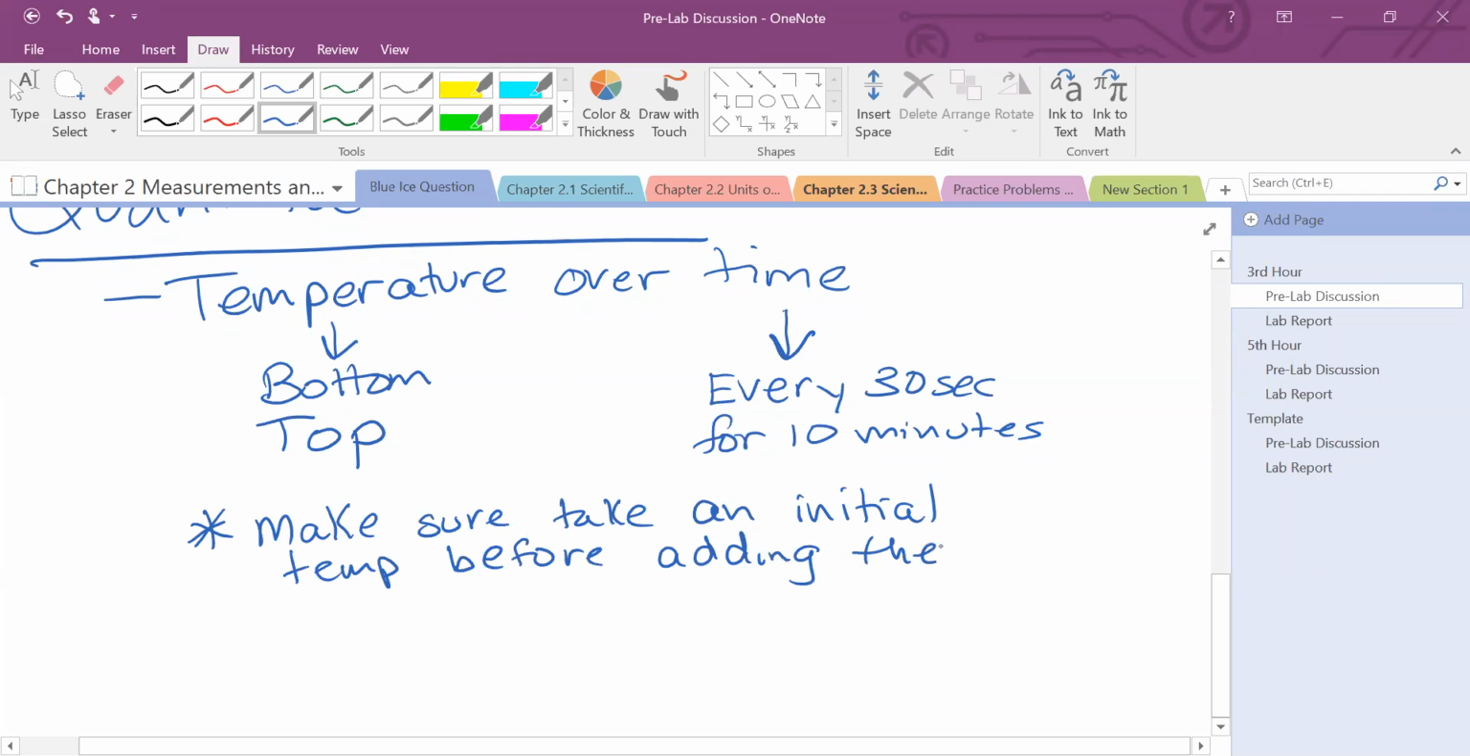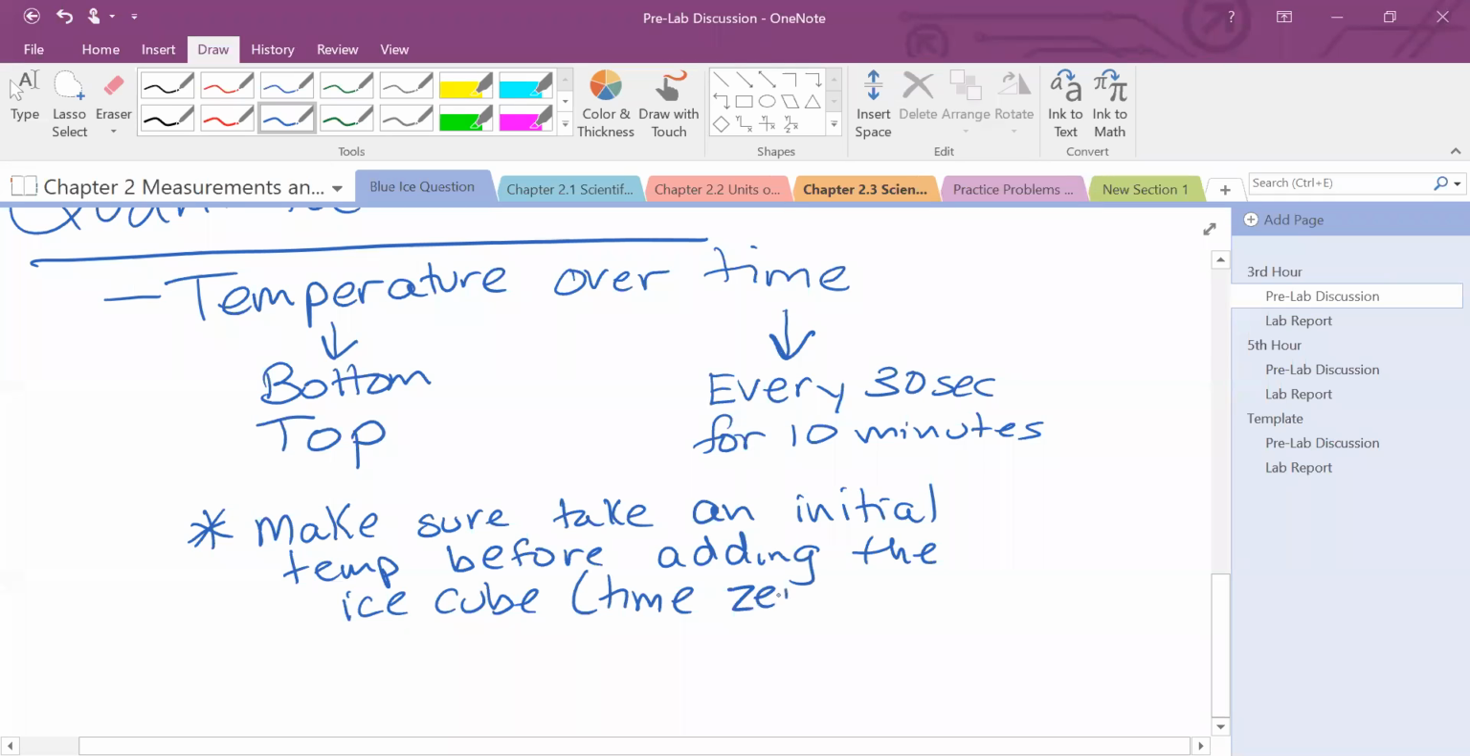Miss Chapman, it's really hard to hear you, and my volume is all the way up, so if you ask me to type something in the chat, I might not hear it. Okay, I'll talk. Is that better if I talk a little closer? Yeah, okay, thank you. So make sure you take an initial temperature before adding the ice cube. So this will be time 0.